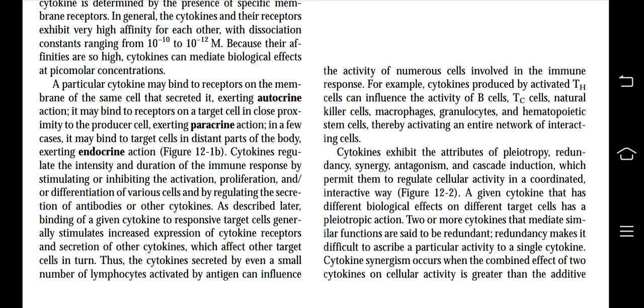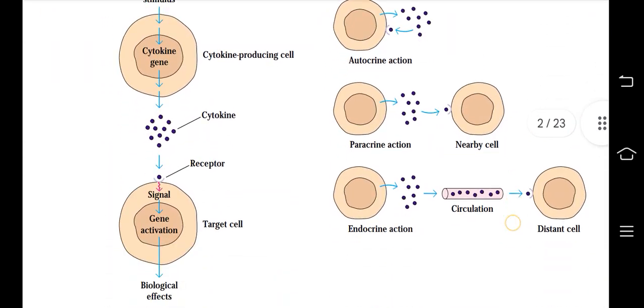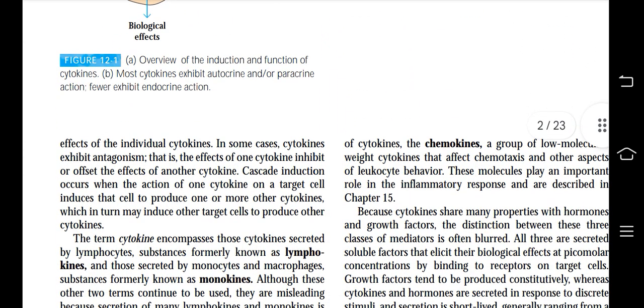Cytokine synergism occurs when the combined effect of two cytokines on cellular activities is greater than the additive effects of the individual cytokines. In some cases, cytokines exhibit antagonism, that is, the effects of one cytokine inhibit or offset the effects of another cytokine. Cascade induction occurs when the action of one cytokine on a target cell induces that cell to produce one or more other cytokines, which in turn may induce other target cells to produce other cytokines.